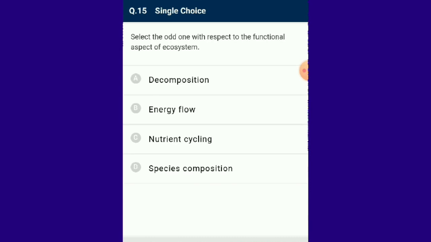Question number 15. Select the odd one with respect to the functional aspect of ecosystem. The interaction of biotic and abiotic components results in a physical structure that is characteristic for each type of ecosystem. The important structural features include species composition and stratification. The functional components of the ecosystem are productivity, decomposition, energy flow, and nutrient cycling. So the answer for this question is option D. From the given statements, the odd one with respect to the functional aspect of ecosystem is species composition. It is the identification and enumeration of animal and plant species of an ecosystem.